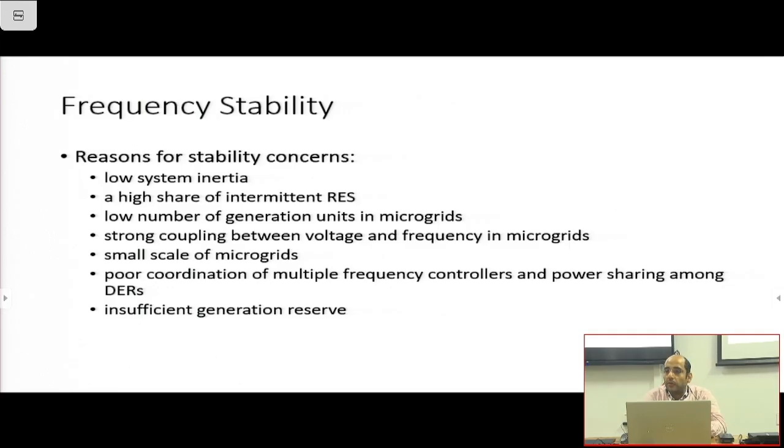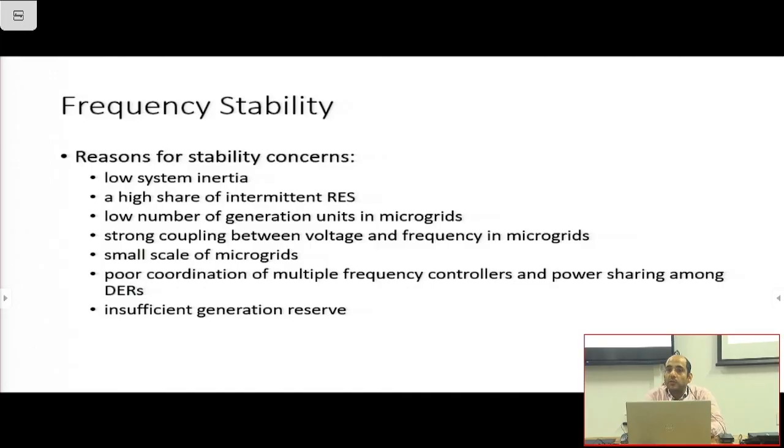Low number of generator units in a microgrid, because in a traditional system you have a large number of generators. Even if one is out, there are others to handle. In a microgrid you anyway have fewer generators, and if one is out, you feel in a very critical situation. So that's why stability is a challenge.